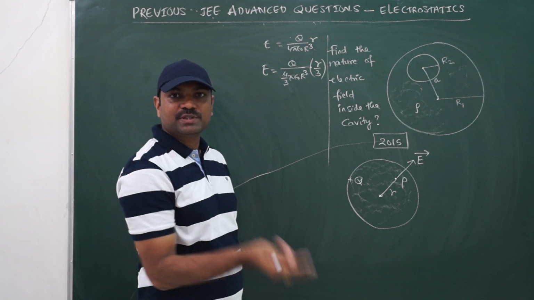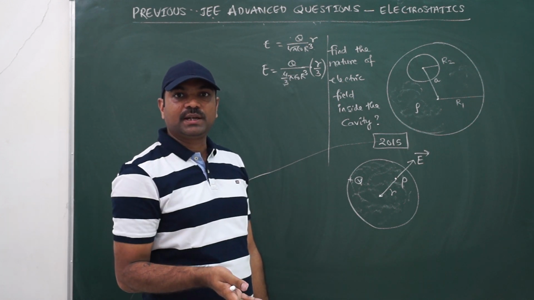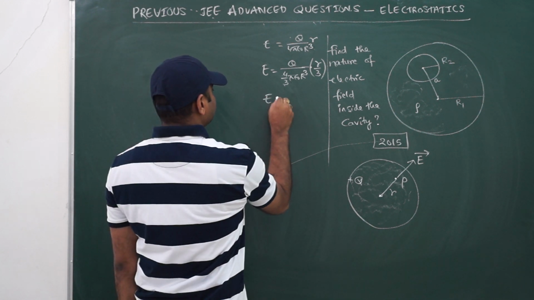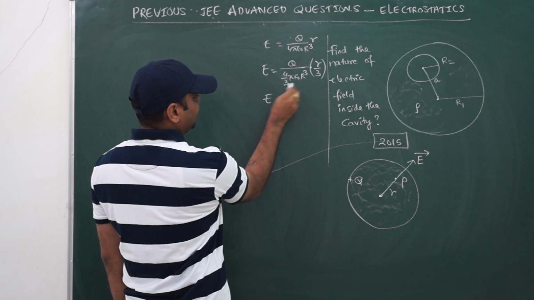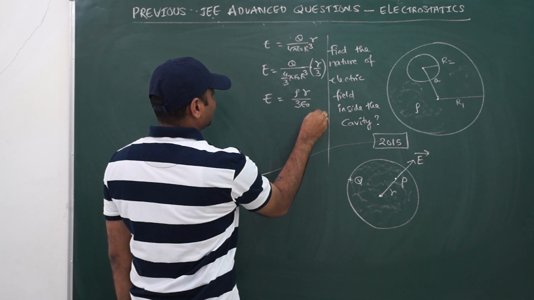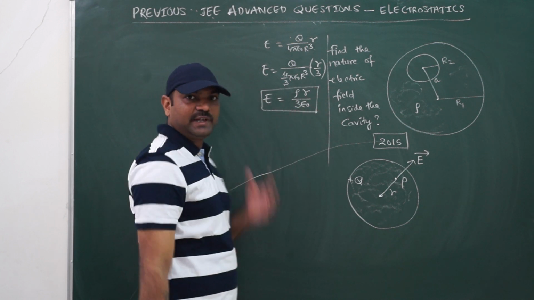4 by 3 pi R cube is volume. Charge by volume, I will get the what? Charge density. So I want to change it in terms of rho. That's right. So field is equal to Q by 4 by 3 pi R cube, which is nothing but rho, into R by 3 epsilon naught. This is the field value, field magnitude.